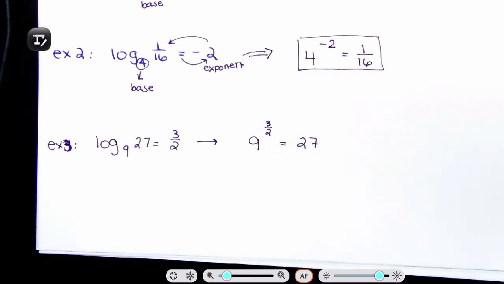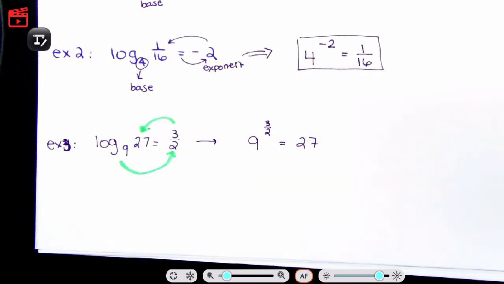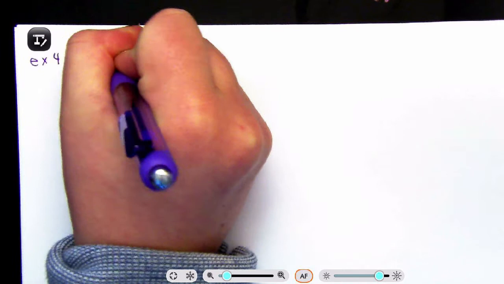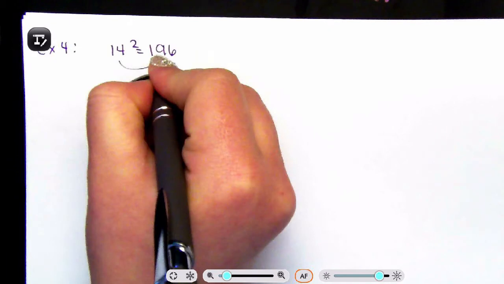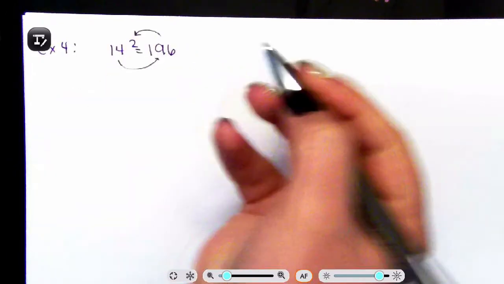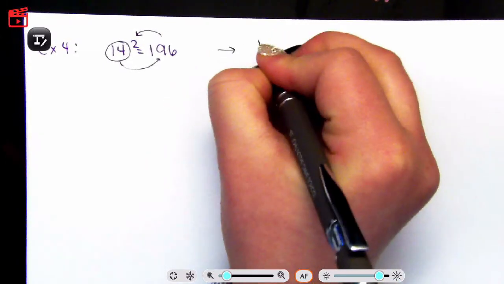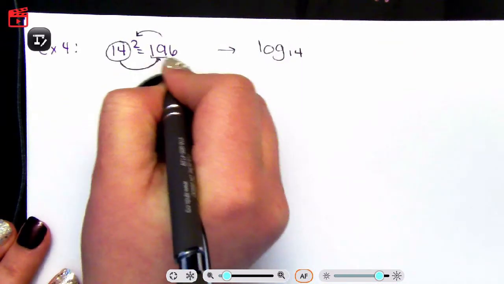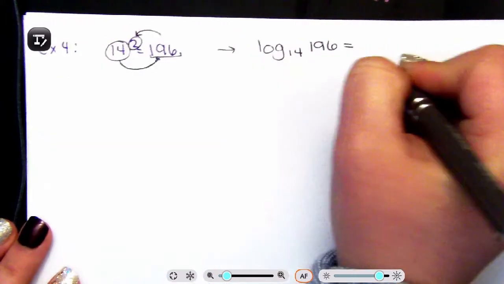Make sure that you are aware that you're going counterclockwise when you are rewriting. Now let's do example 4. And we have 14 squared is equal to 196. Again, we want to rewrite this in terms of a logarithm. So we're doing the counterclockwise. My base for my exponent is 14. So I'm doing log base 14 of 196. And that's equal to my exponent, which is 2.